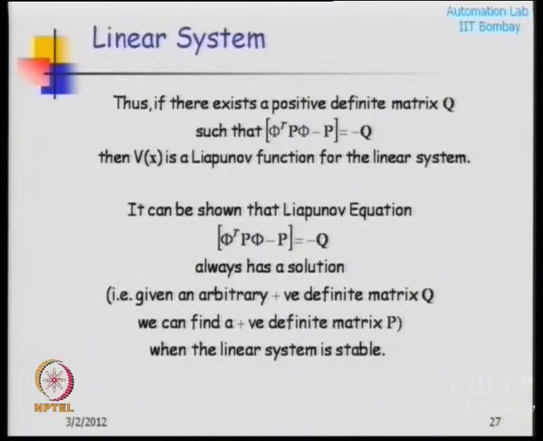There are times when you analyze some controller behavior, closed loop behavior, and it becomes difficult to analyze using eigenvalues. It's easier to analyze using Lyapunov theory. So that's why I'm developing this right now. For linear systems, it will have some other implications when it comes to design.